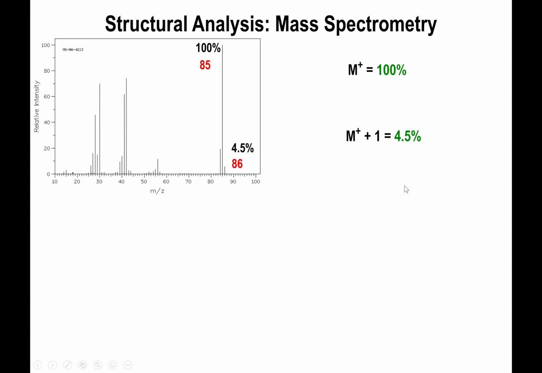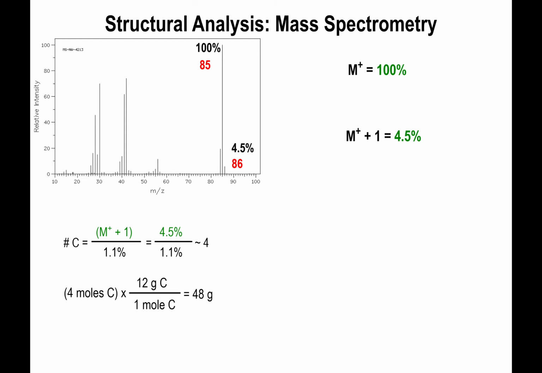Now to figure out how many carbons this molecule contains, we divide the percentage of the M plus 1 peak, so long as the M plus peak is out of 100, by 1.1. So 4.5 divided by 1.1 is about 4. And that means that if you do have 4 carbons in the structure, since the most abundant isotope of carbon is carbon 12, you're going to account for only a mass of 48 grams.